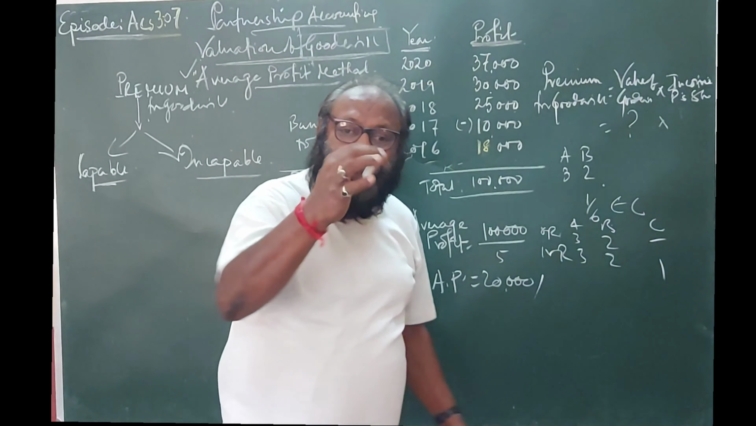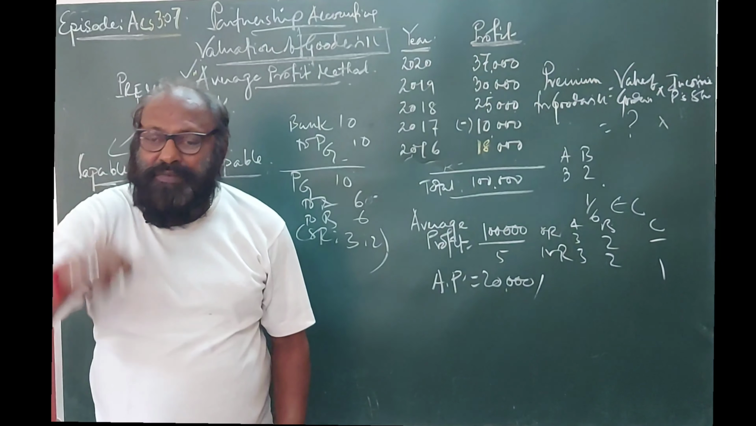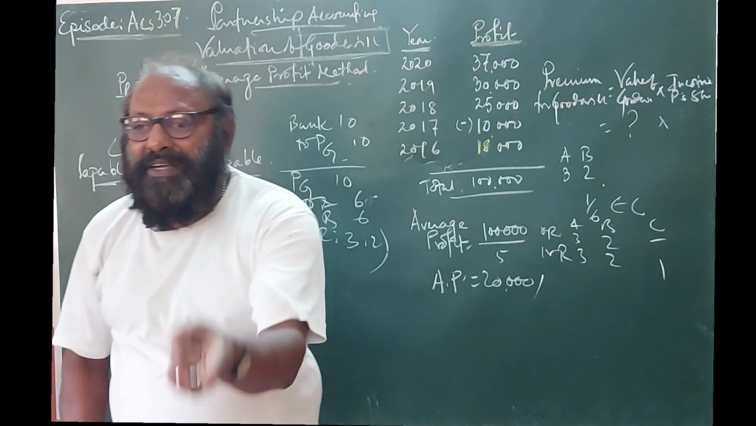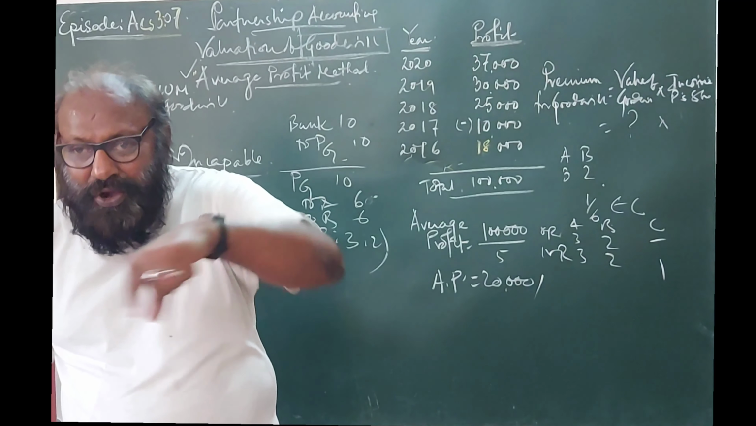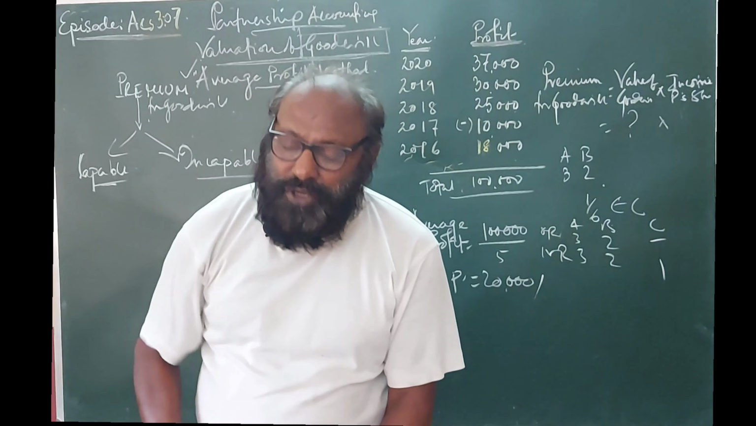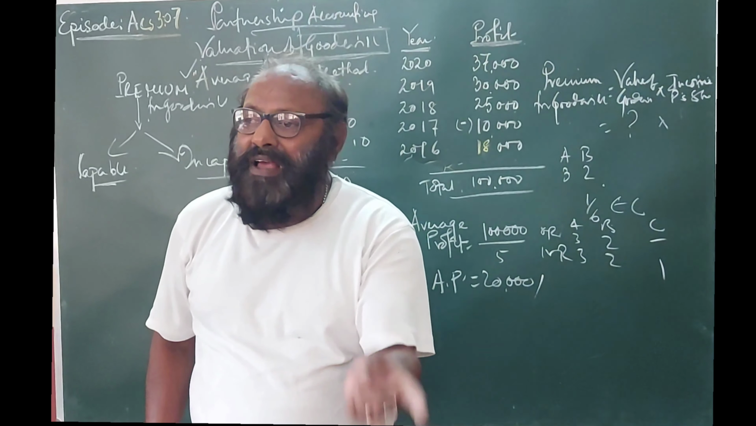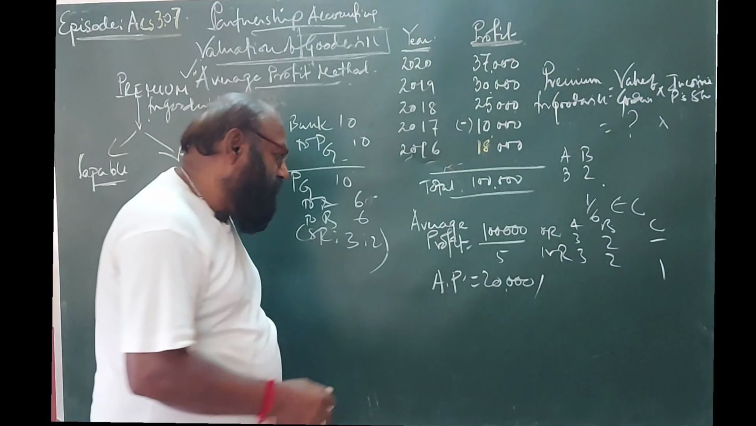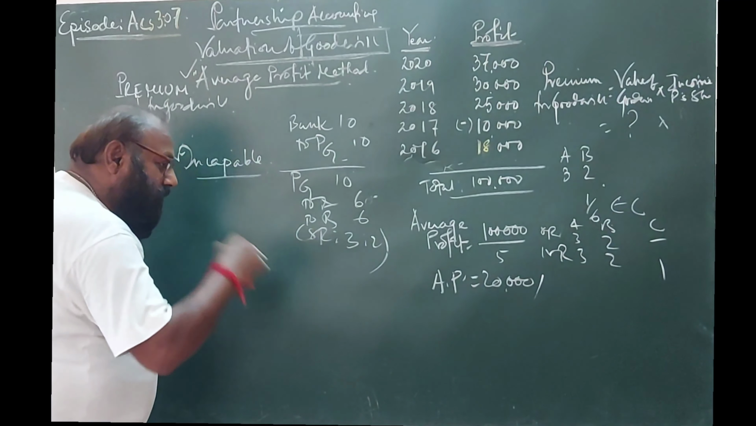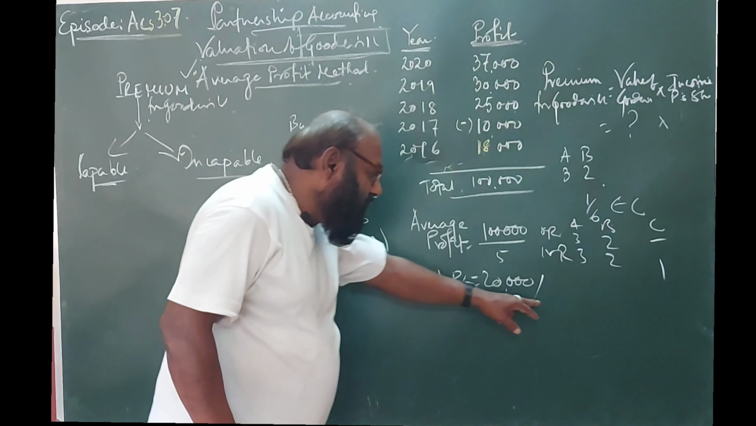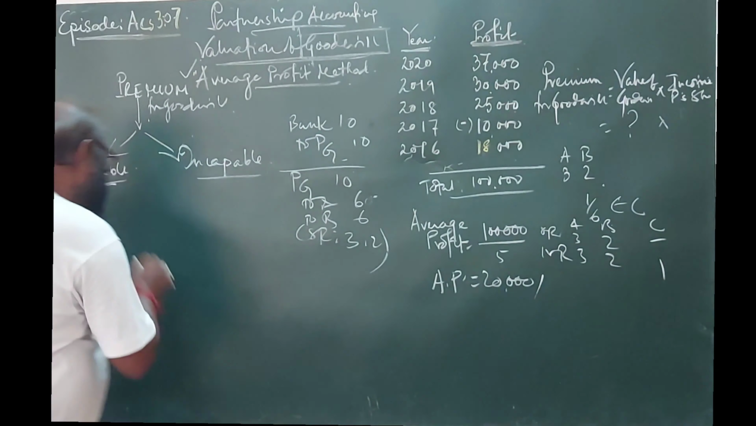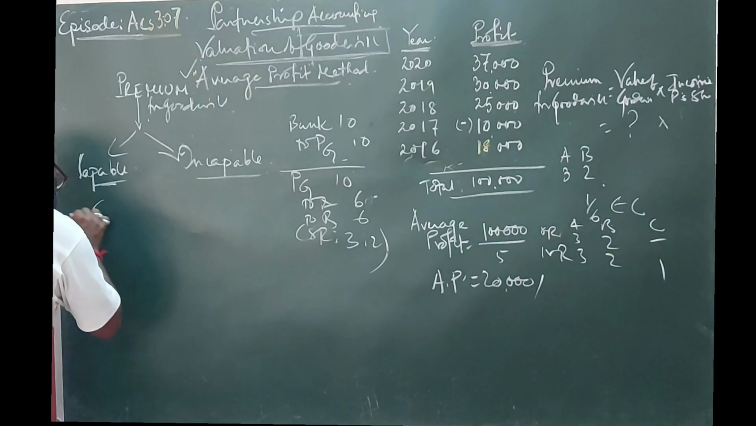That is why there is a concept of 3 years purchase of the average profit of the last 5 years, or 2 years purchase of the average profit of the last 3 years, or 4 years purchase of the average profit of the last 5 years. Okay. So it is the purchase concept. Now say our organization has taken 3 years purchase of the average profit of the last 5 years. So what is the value of goodwill?